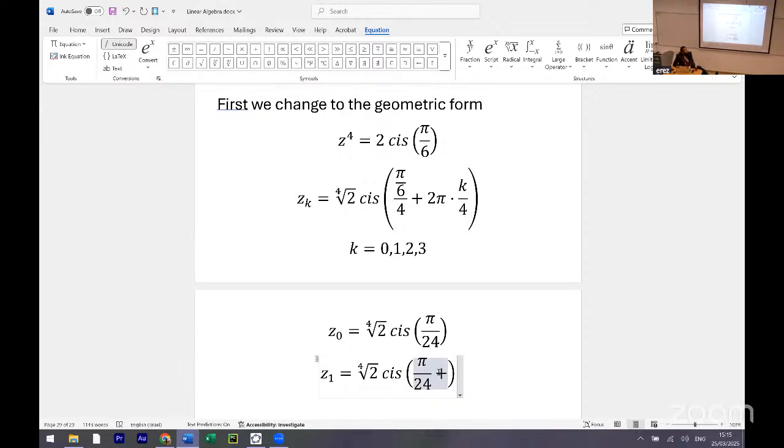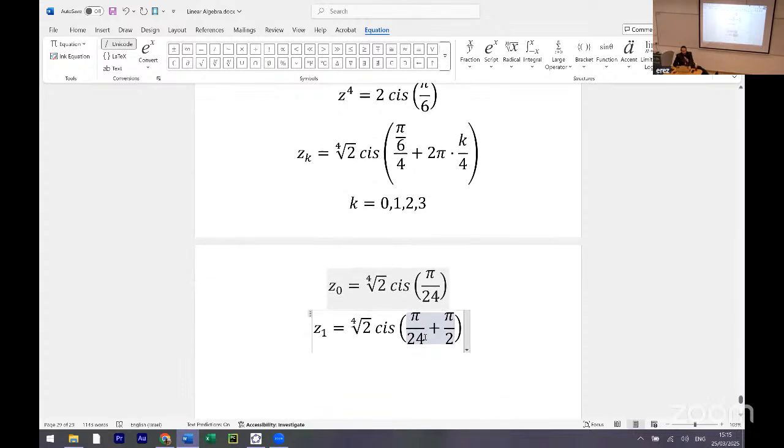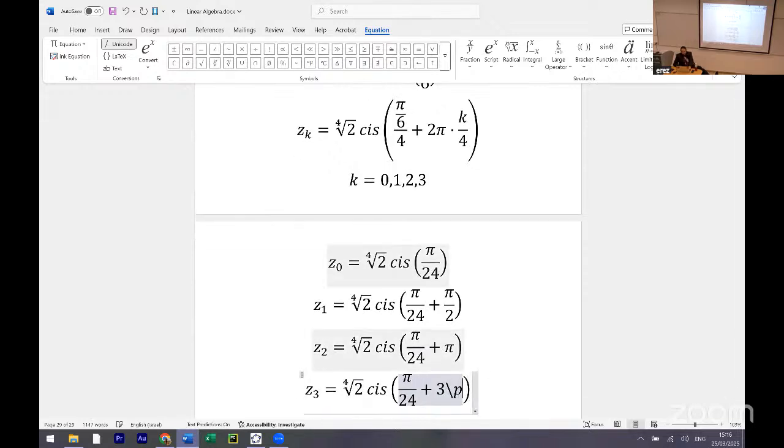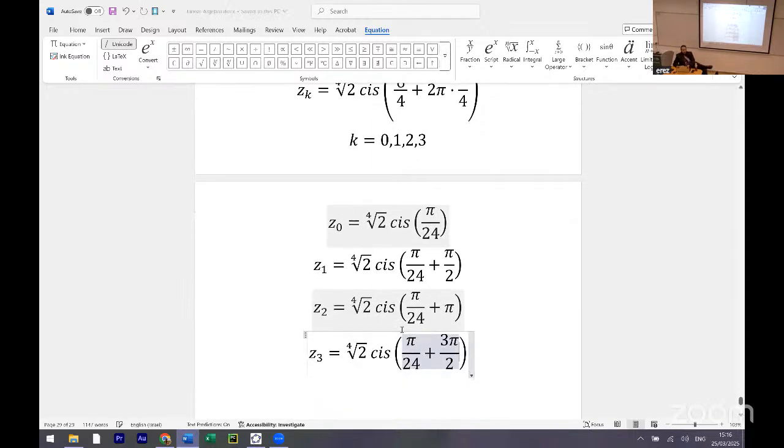Zero. No, 0 was before when the k was 0. Now the k is 1. So here we put a half of pi. Yes. And next, Z2 is the same thing with pi, 2/2 of a pi. And lastly, Z3 is the same thing plus 3/2 of a pi. So these are the 4 different solutions.